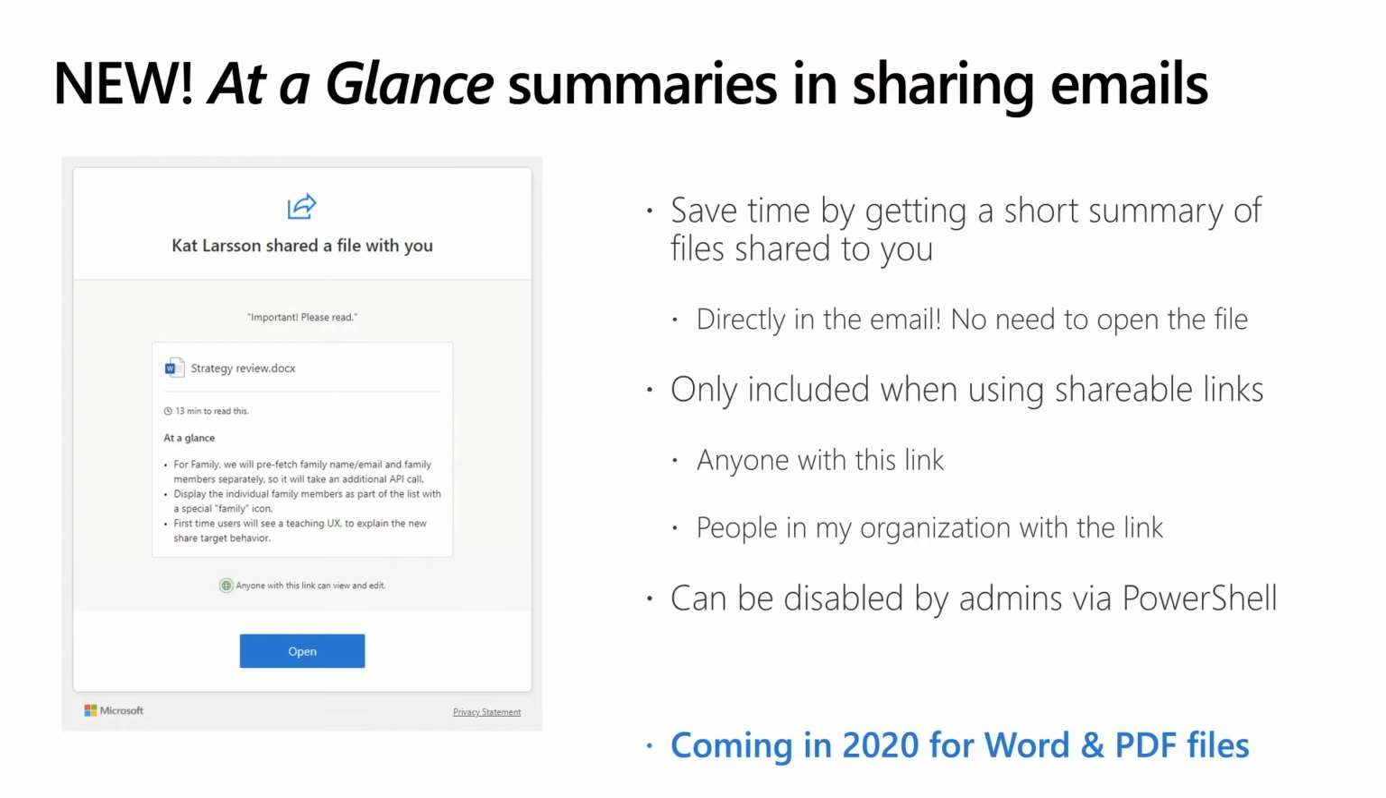So we're adding this new feature that hopefully will save you back that time and better inform you as to whether a file will be relevant to you by including a short summary of it in bullet point form inside of the sharing emails. We call this At a Glance, and with the power and intelligence of the Microsoft Graph, we're able to take that document and generate what we think is a short 3 bullet point description of it. We hope for this to come out later this year, if not later this year, very early next year for Word and PDF files. So definitely keep tabs on Message Center and our tech community forums.